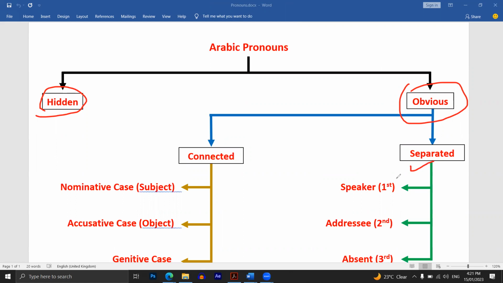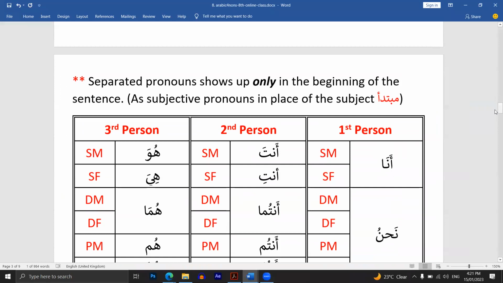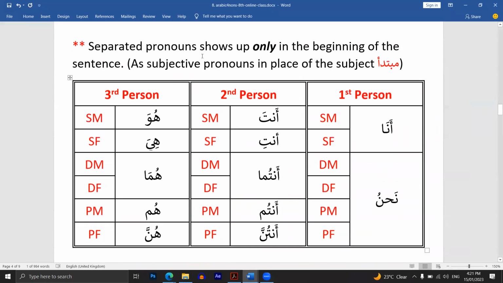أنا، نحن، أنت، أنتِ. These are straightforward. Now with the connected pronouns, the issue is still the same here. So I will go back to my main word. One important idea about the separated pronouns is that they show up only in the beginning of the sentence. This is very important to know.